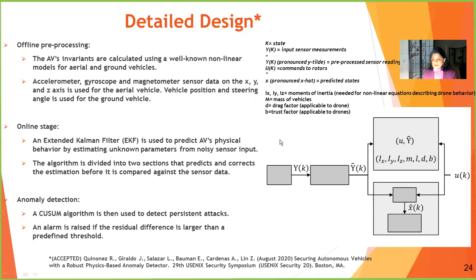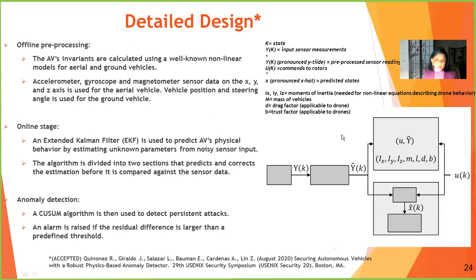So this is the model, right? k is the state, y_k is the input sensor measurement, ỹ_k (y tilde) is the pre-processed sensor reading, x is the command rotators, and x̂ (x hat) is the predicted state. Ix, Iy, Iz are the moments of inertia needed for the nonlinear equations. m is mass, D is the drag vector, and B is the thrust vector. So we build the model.